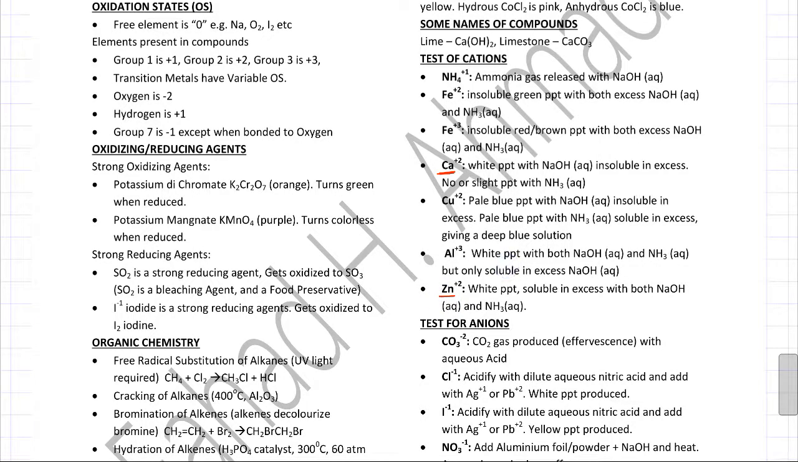If you look at the test for calcium ions, it is a white precipitate with NaOH, and it's insoluble in excess. Remember, in our case, if you look at the result, we were also getting a white precipitate with NaOH, and that was insoluble in excess. With zinc, you're also getting a white precipitate, but that is soluble in excess. That would indicate that the white precipitate that we were getting was probably of calcium ions.